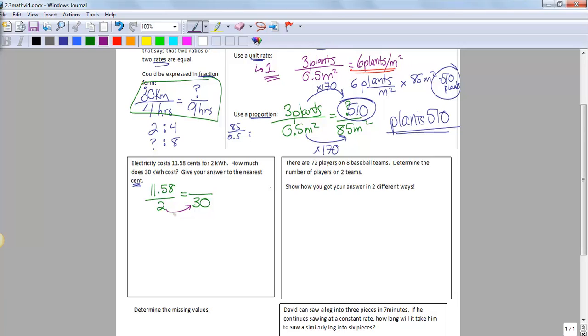This was a little easier. To get from 2 to 30, I multiply by 15. I've got to do the same thing to that top number. So 11.58 times 15 equals 173.7. And we're talking cents, so this is 173.7 cents for 30 kilowatt hours. So watch those units. That's almost $2, $1.74, so 75. Okay, this one's for you to try.